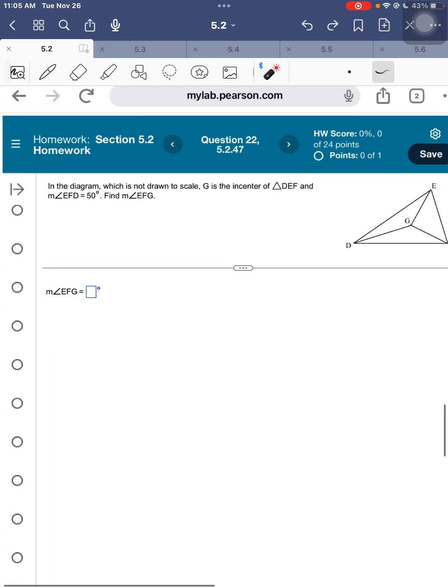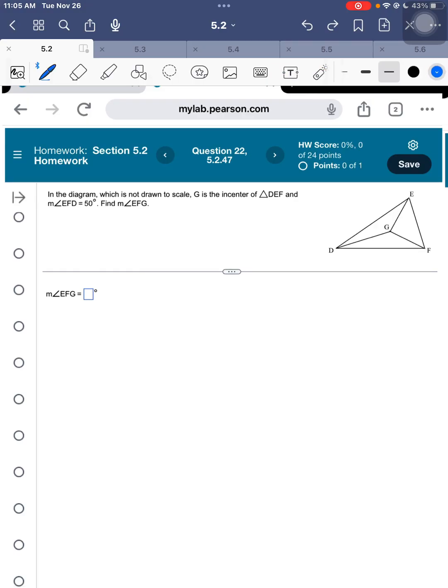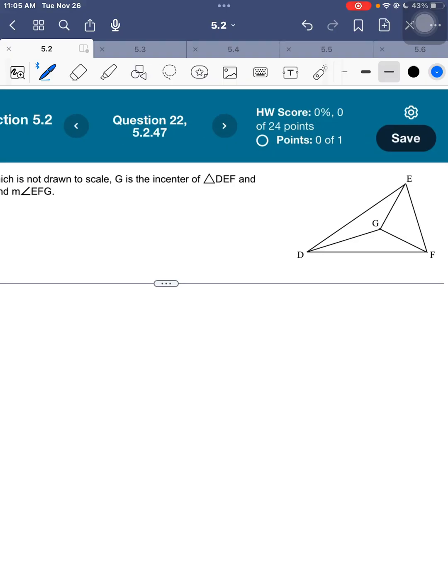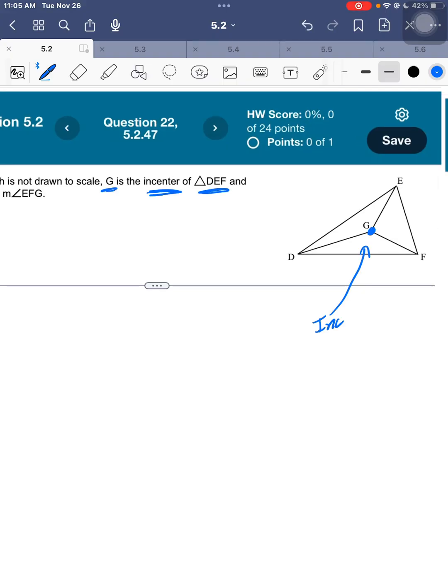So let's take a look at this one. This one was kind of tricky for some people. In the diagram, which is not drawn to scale, G is the incenter of DEF. If G is the incenter, what else do I know? I know that to have an incenter, I need to have what? Angle bisectors. So I know that this looks like that. Do you see I'm already implementing things that they're not even telling me, because what if it comes in handy? It took me like 5 seconds.